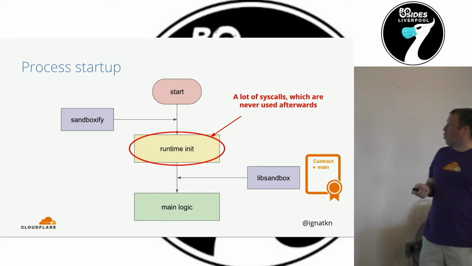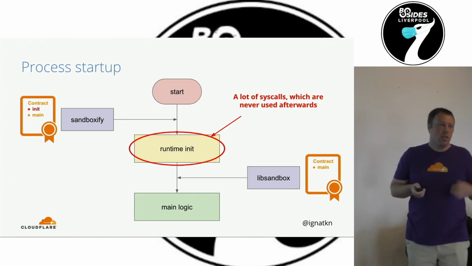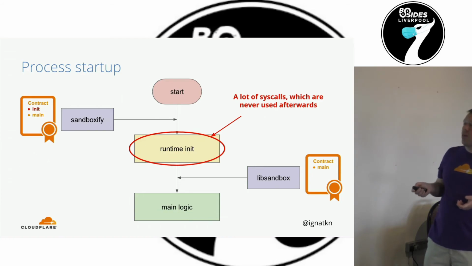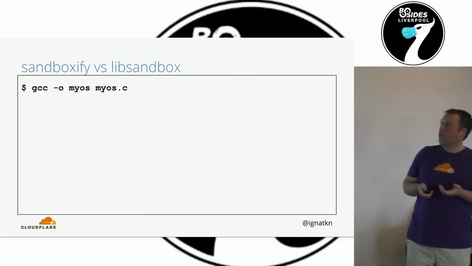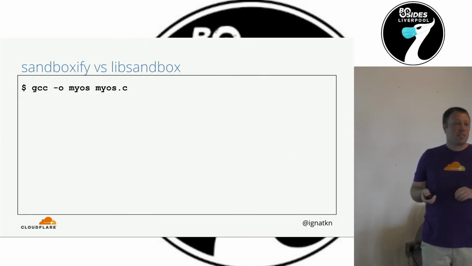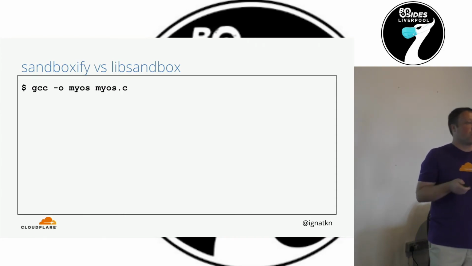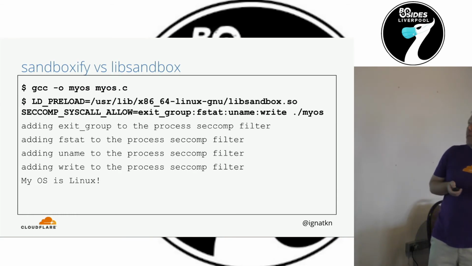So yeah, in this case, we only need to allow system calls from the main logic, and in this case, we also need to allow system calls from the runtime init. So again, let's see an example of our application. Now let's try, instead of a deny list approach, to switch to an allow list approach. What is the minimum number of syscalls we need to allow for our application to run successfully?